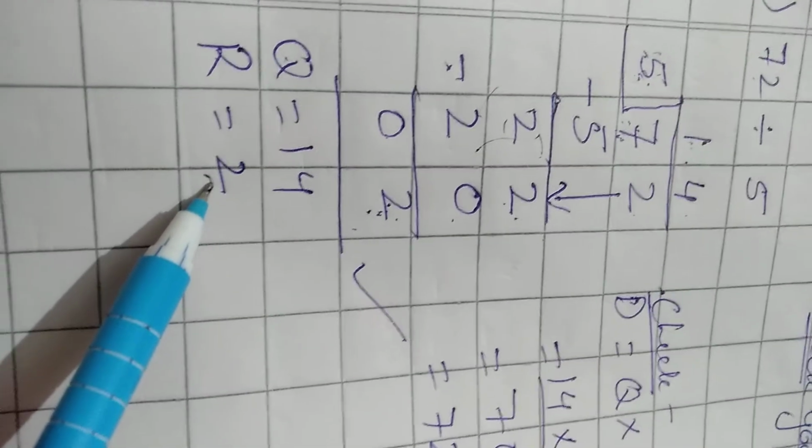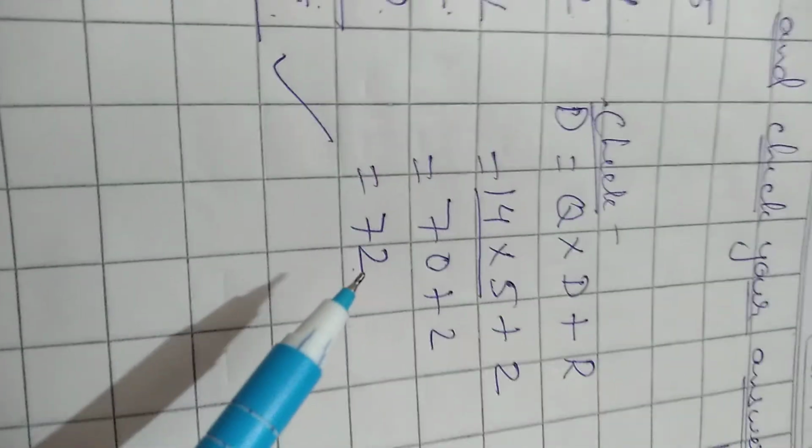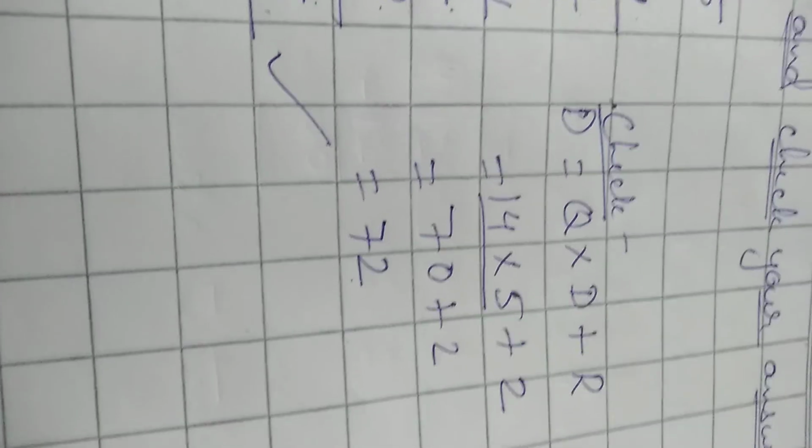Okay, so in this way you need to check your answer. First you will do the division, you will find out the quotient and the remainder, and then you will write our formula and replace the numbers, and you will do the checking in this way.